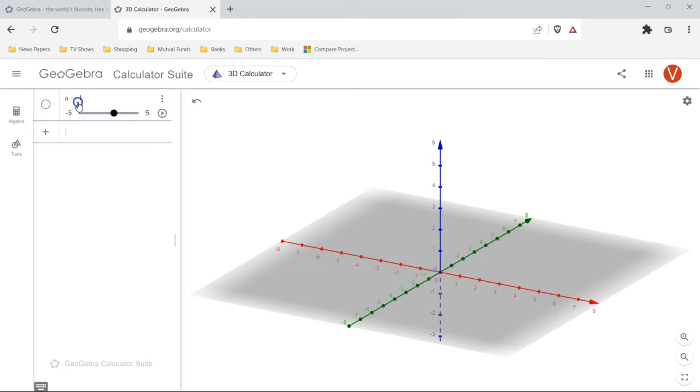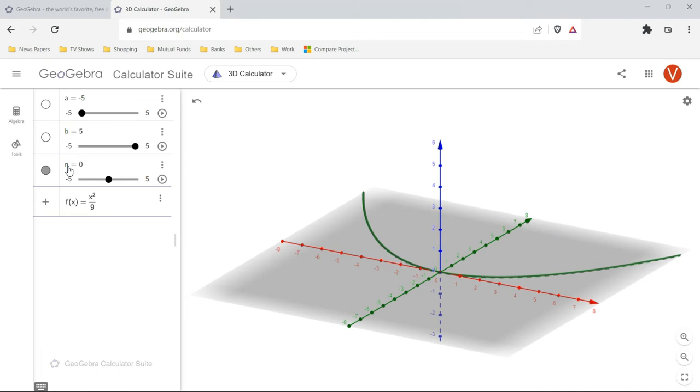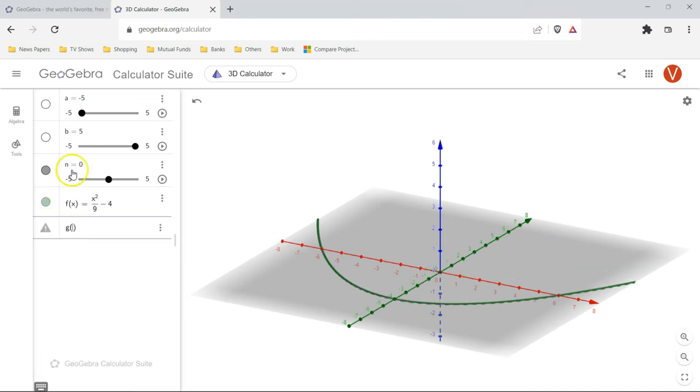We know A, we require a slider, B, slider. Let's say this is from -5 to 5. Okay, N we require slider from A to B in steps of 0.1. Our function is going to be x square by 9 minus 4. G of x is equal to -1.